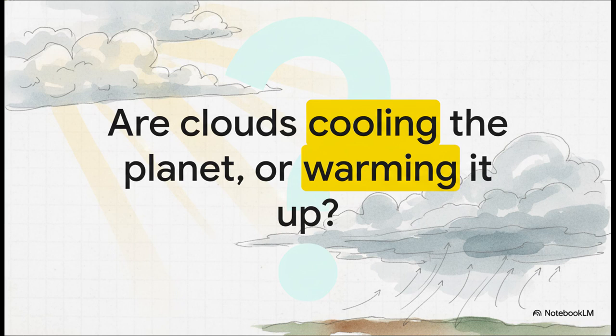And I want to leave you with one last thing to chew on, a really fascinating puzzle. We know that clouds reflect sunlight away from the Earth, which cools things down. But they also act like a big blanket, trapping the heat that's rising up from the surface, which warms things up. So, which is it? Are they cooling us down or warming us up? That, my friends, is one of the biggest, most important questions that climate scientists are trying to answer right now. It's something to think about the next time you're just looking up at the sky.